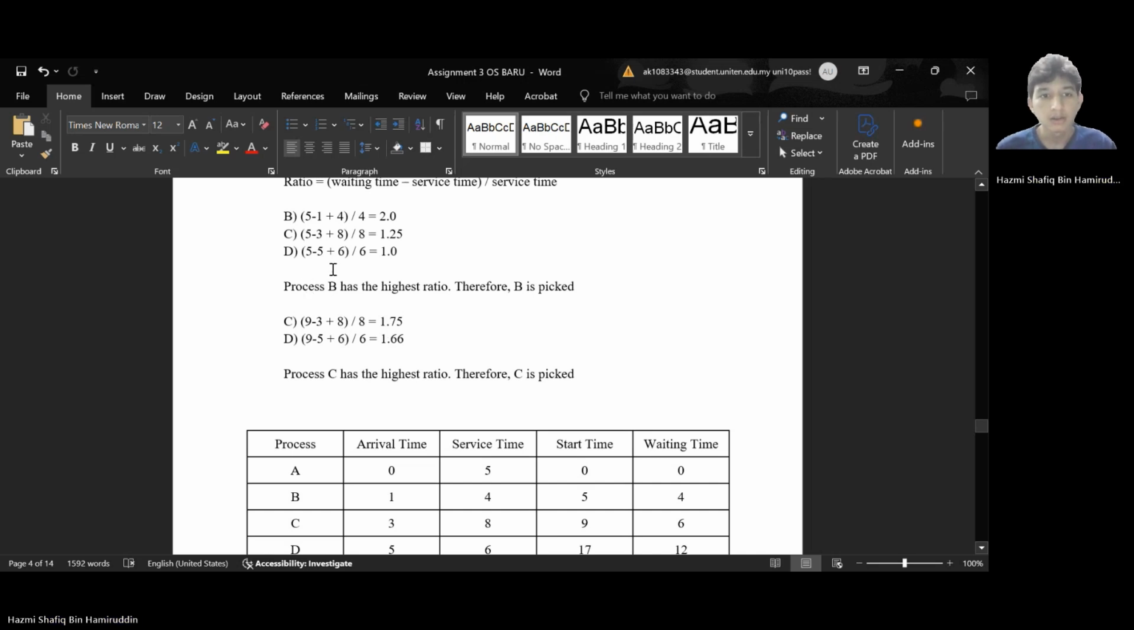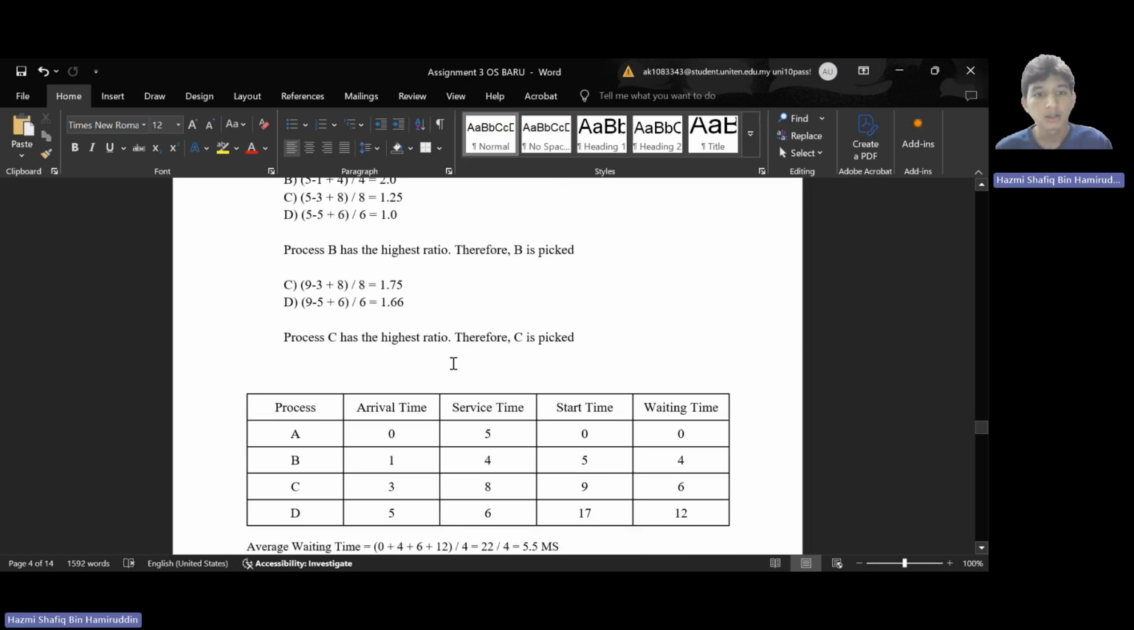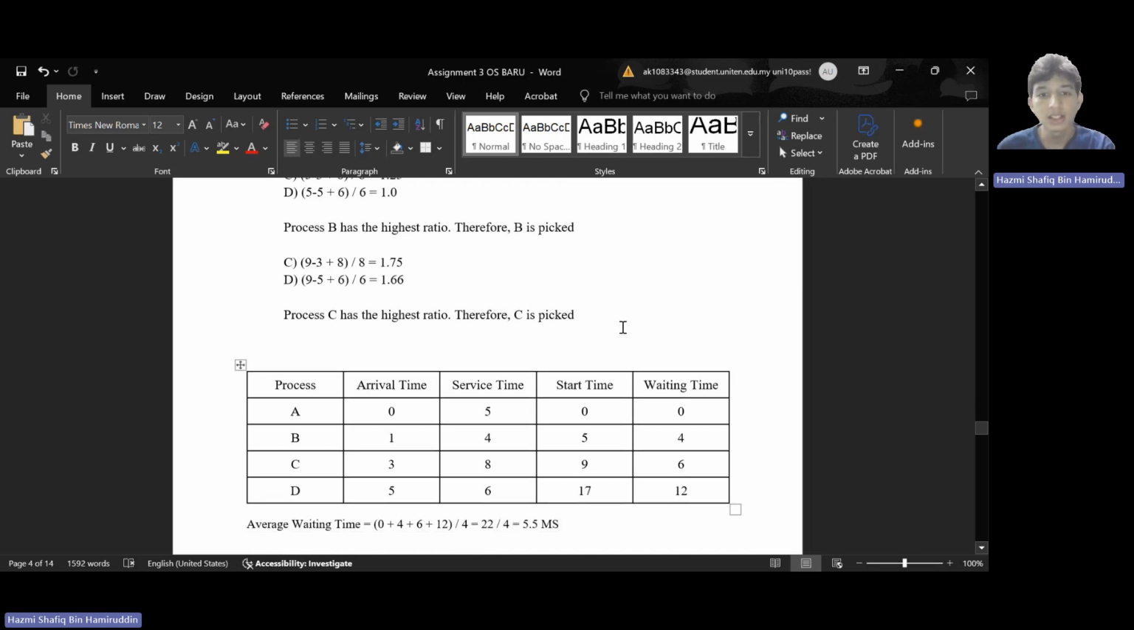From processes B, C, and D, process B has the highest ratio. Therefore, B is picked. Then we go again: process C, 9 minus 3 plus 8, divided by 8, is equal to 1.75. Process D, 9 minus 5 plus 6, and we divide the total by 6, and then we get 1.66. So from process C and process D, process C has the highest ratio. Therefore, C is picked.